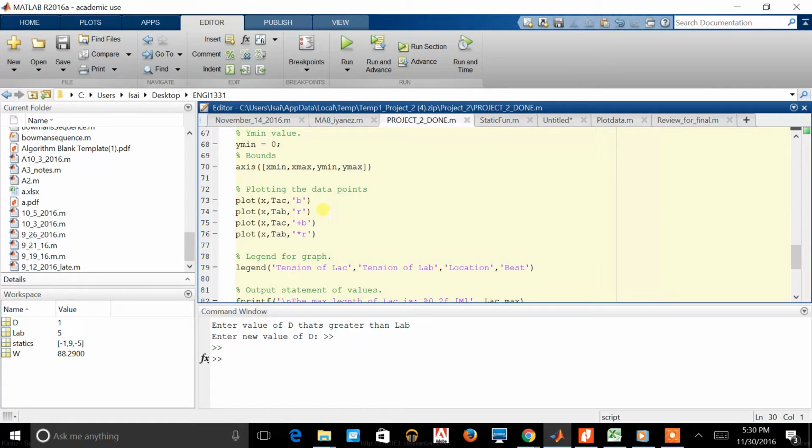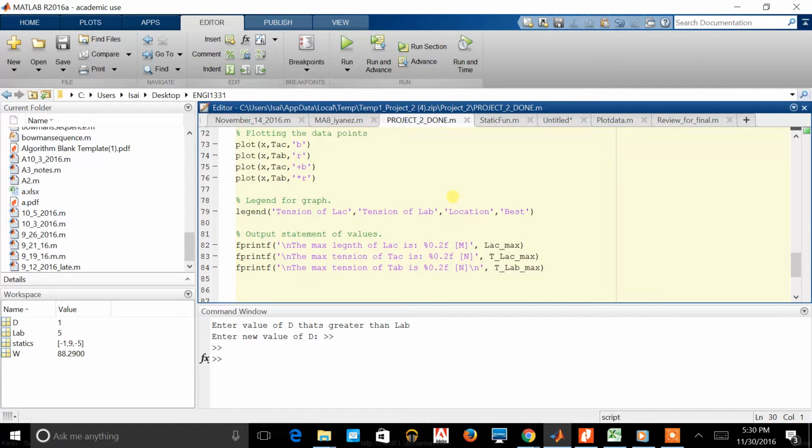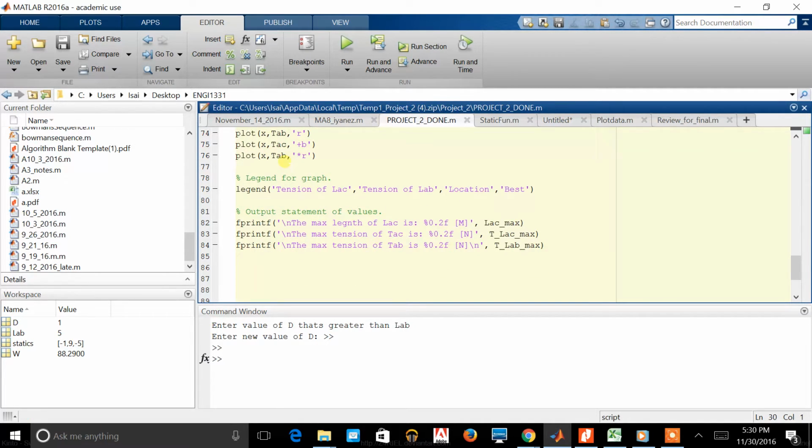So then we head over to plotting the points. Here we plot our outputs for static fun, and we gave each a different color. And not just different colors, but different shapes are included as well for TAC and TAB. So once we graph, this will definitely help each stand out on its own. Then it takes us to our legend, and then our fprintf statements here.